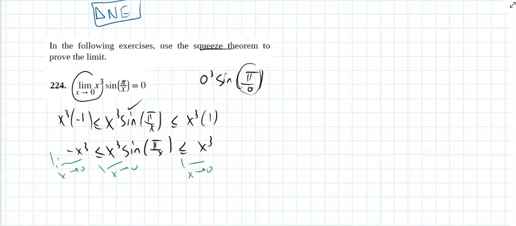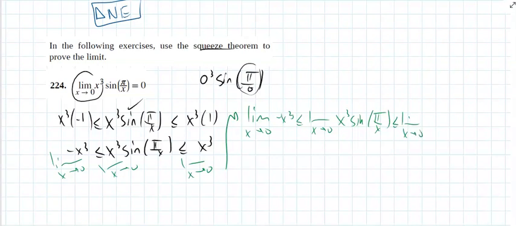Now, if I take the limit as x approaches 0 of each of those, I'll be looking at the limit as x approaches 0 of negative x cubed, the limit as x approaches 0 of x cubed times the sine of pi over x, and the limit as x approaches 0 of positive x cubed. Can I shrink that a bit?